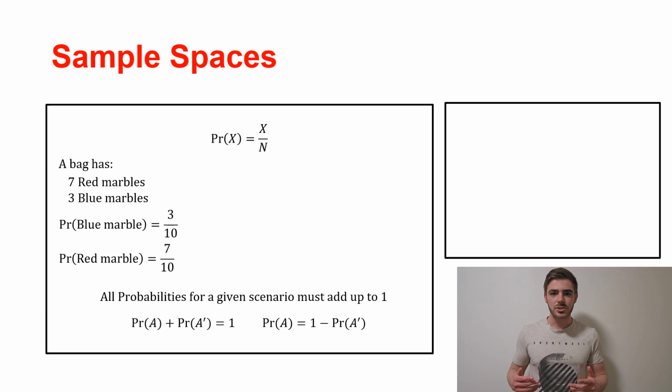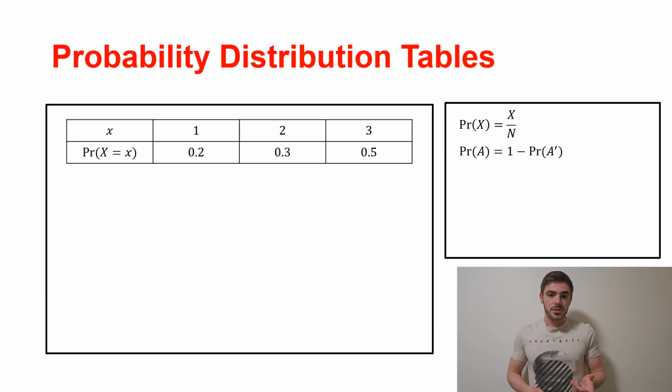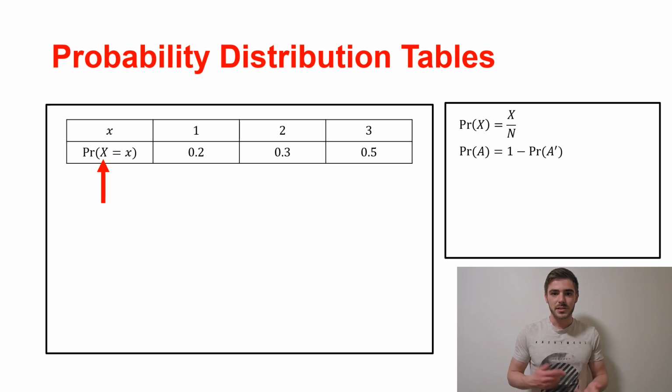This idea here is actually used quite a bit in probability, but it's most commonly used in probability distribution tables. A probability distribution table looks something like this. Just a quick note on notation. Capital X is known as the random variable. You can think of this as sort of like a stand-in for a particular scenario. For example, capital X could be the random variable that describes the number of points you could win in a game: 1, 2, or 3.